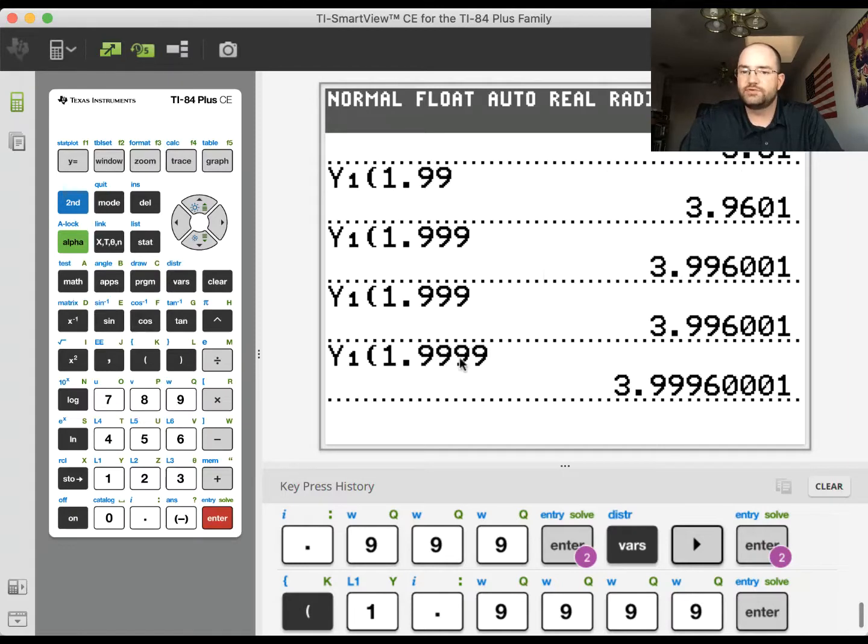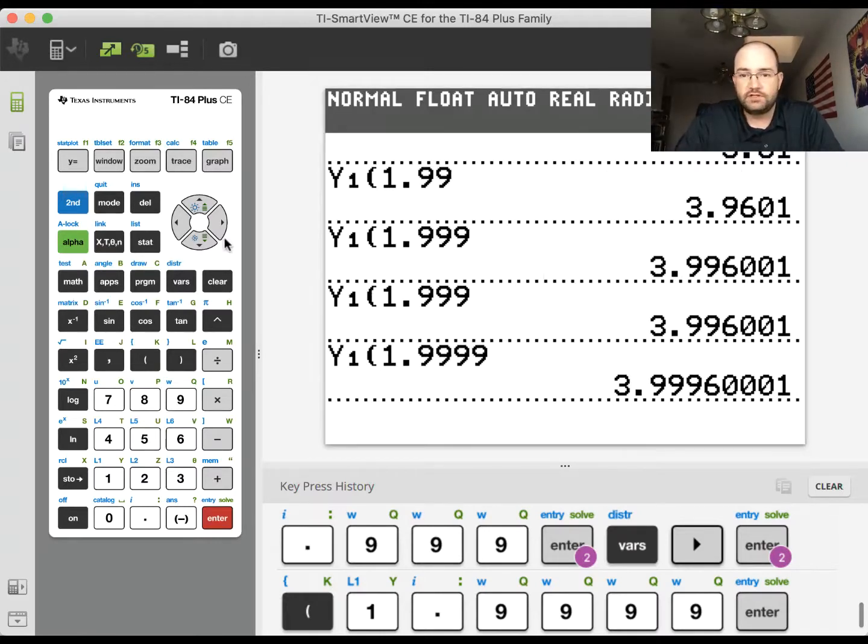3.9996001. Now, notice what's happening as x gets closer and closer to the number 2 from this left-hand side. It started up here at 3.61. Then it became 3.9601 and 3.996001 and 3.9996001 and so on and so forth. So as we add on more and more 9s here, we're going to add on more and more 9s here. So this is getting closer and closer to that number 4.